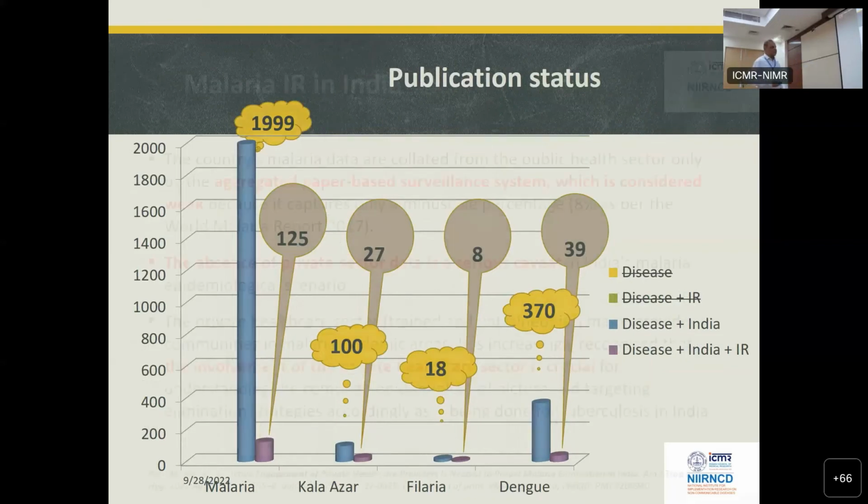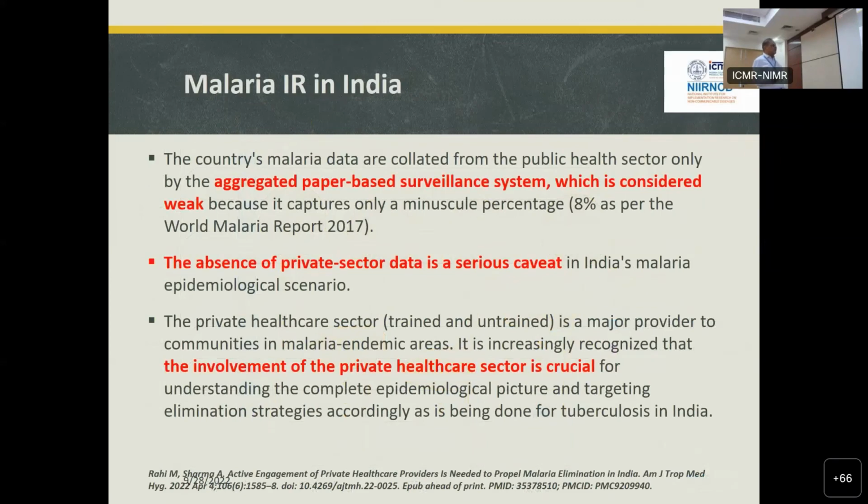Now, to look into what has already been done, let's take malaria. And the first paper I quote, which is really relevant to implementation research, is ma'am's own paper with Dr. Sharma on active engagement of private healthcare providers being needed to propel malaria elimination in India. Now, what has happened? This is what you can say is a proof of concept: yes, 70% of the population in the country still uses the private source to meet its healthcare needs.